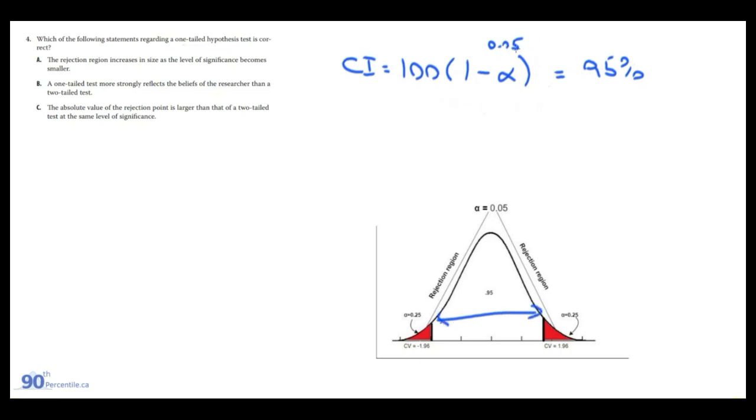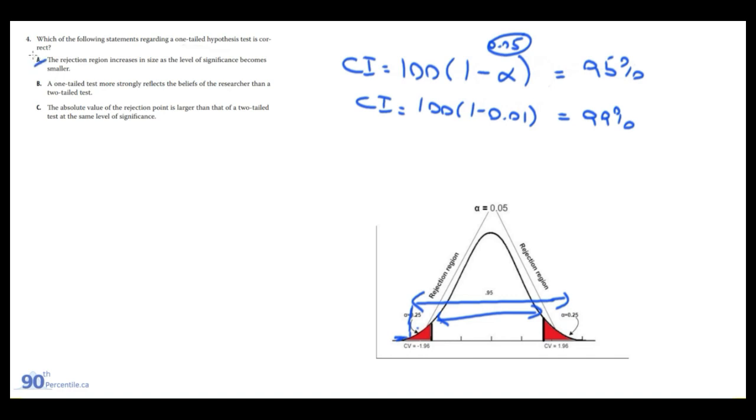So if we decreased this significance level to, let's say, 1%, the confidence interval becomes 99%, and the rejection region would be outside of this confidence interval, so it would actually be a smaller rejection region. So this is incorrect. B, a one-tailed test more strongly reflects the beliefs of the researcher than a two-tailed test. This is actually the answer, and the reason why.